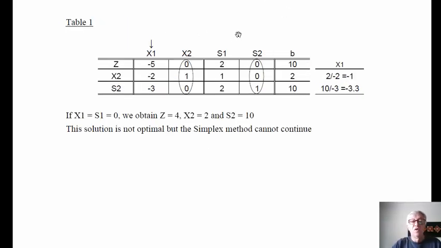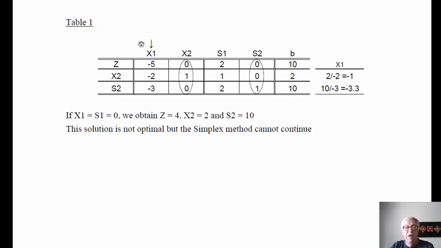So this is a valid solution, what we have here, because we can identify here the basic variables and the non-basic variables. Setting these two, x1 and s1, equal to 0 will allow us to say that z is 10, x2 is 2, and s2 is 10. So it's a valid solution. But again, it's not optimal, because we have here this negative coefficient. So it must go to the base.